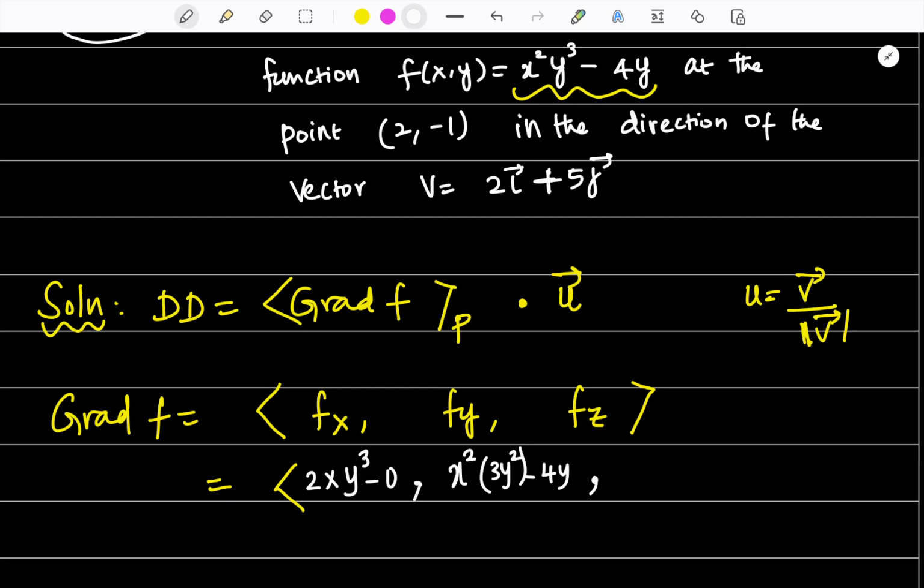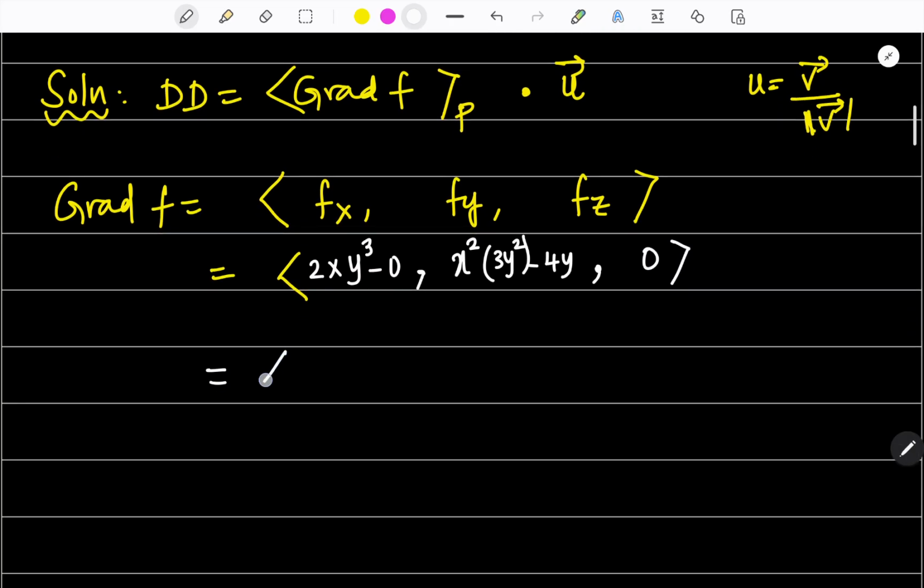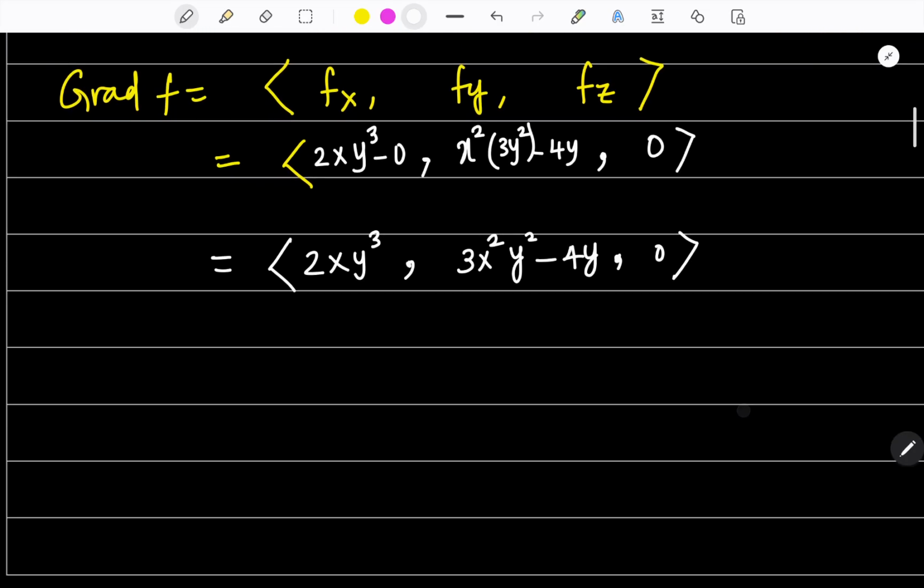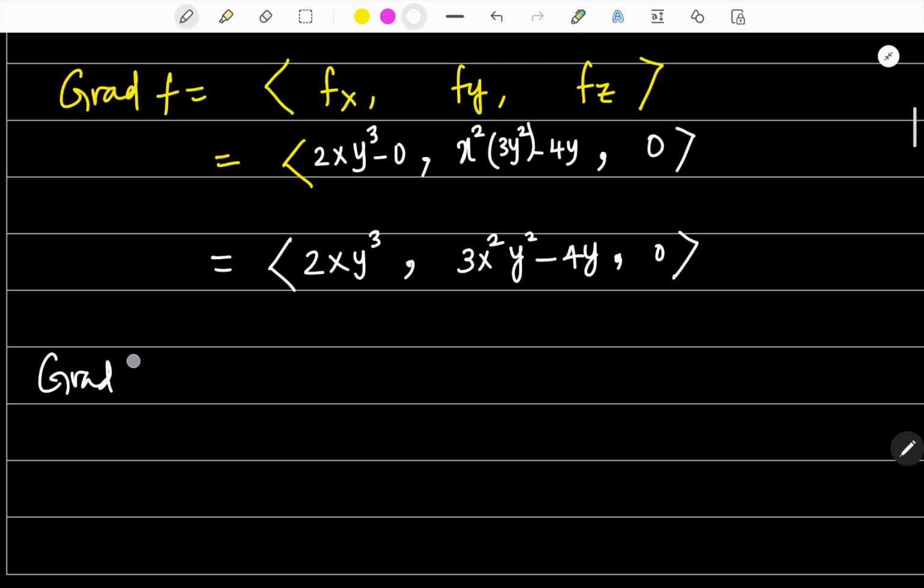Is there any z here? No, so it is 0. So this is equal to the vector (2xy^3, 3x^2y^2 − 4y, 0). Now we are going to find grad f at the point P.